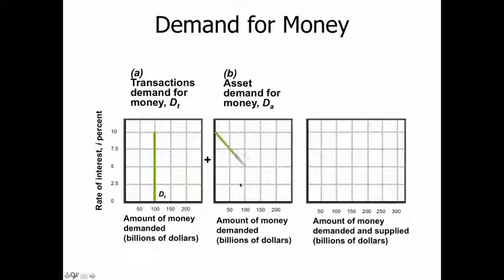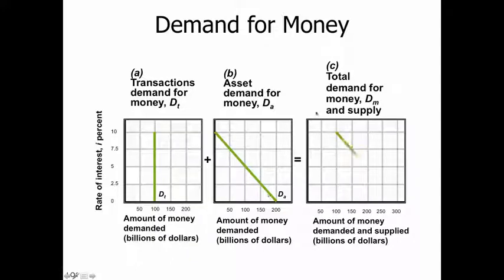Next, though, we have the asset demand for money, and this does vary with the real interest rate, as we just described. At a high level of interest, asset demand for money will be low, again, because you'll be losing more by keeping it as an asset. But at a lower rate of interest, asset demand for money is high, again, because you'll be losing less as you keep it as an asset. So a downward sloping asset demand curve shows that as the interest rate falls, asset demand for money goes up. So these are our two types, transactions demand for money and asset demand for money.